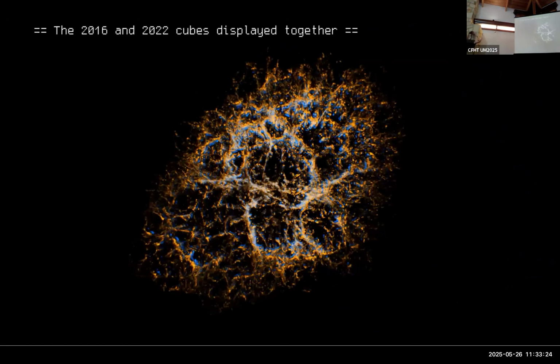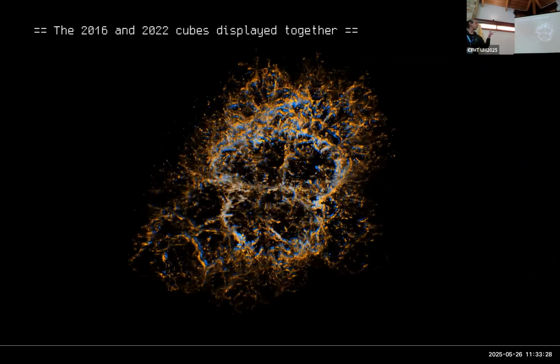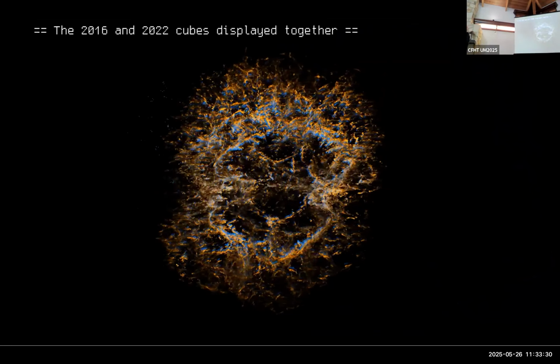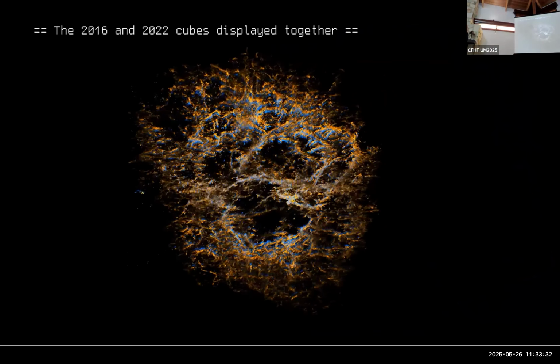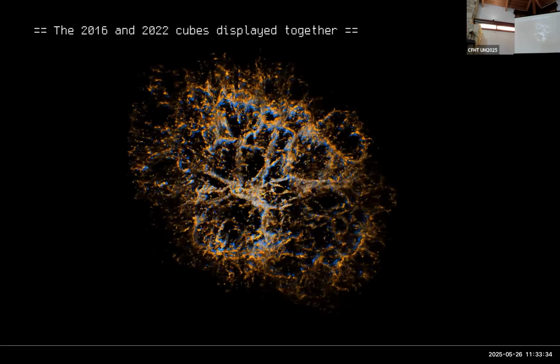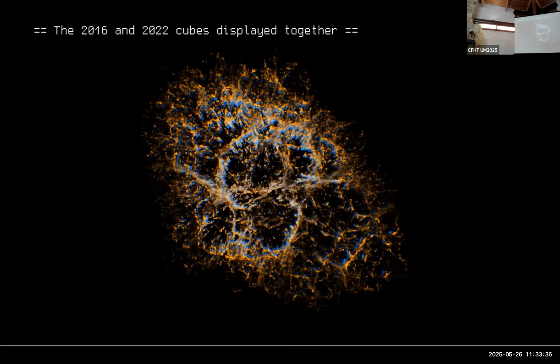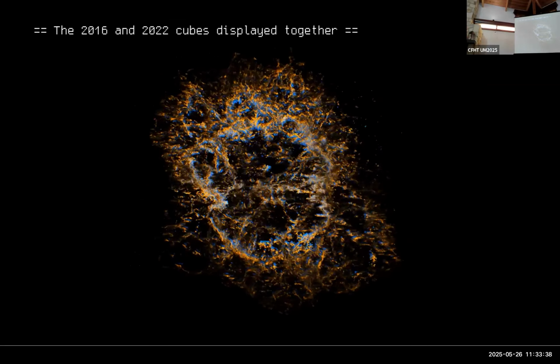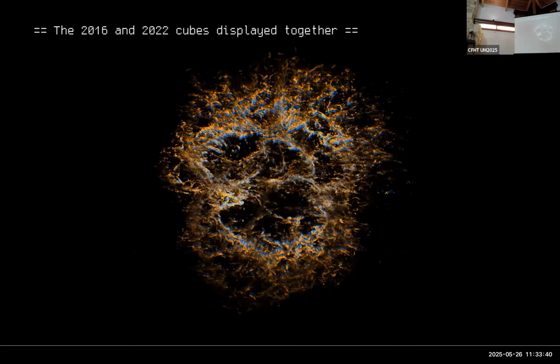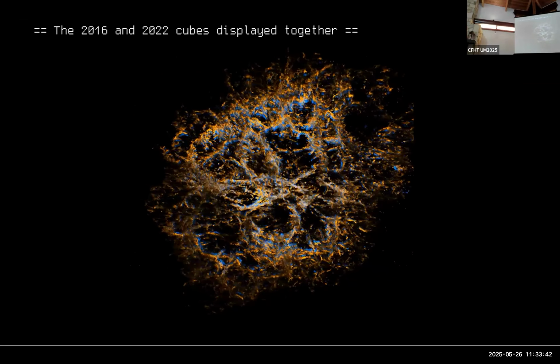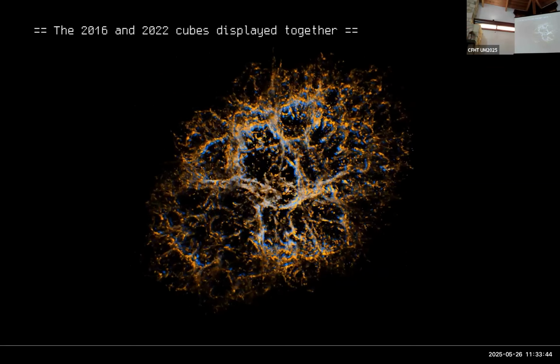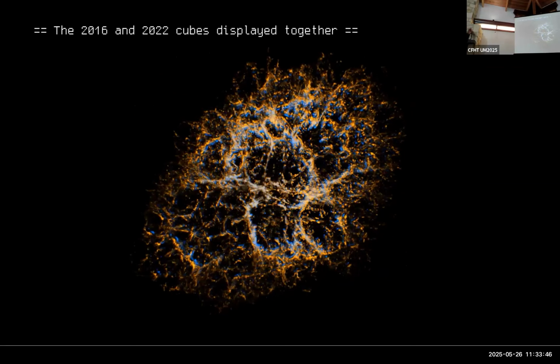And we took a second cube in 2022. I don't know if you can see it, but the old cube is in blue and the new cube is in orange, both in velocity space. And you can see, well, I can see the fact that it's indeed expanding. The orange part is on the outer skirt, while the blue part is in the inner nebula.